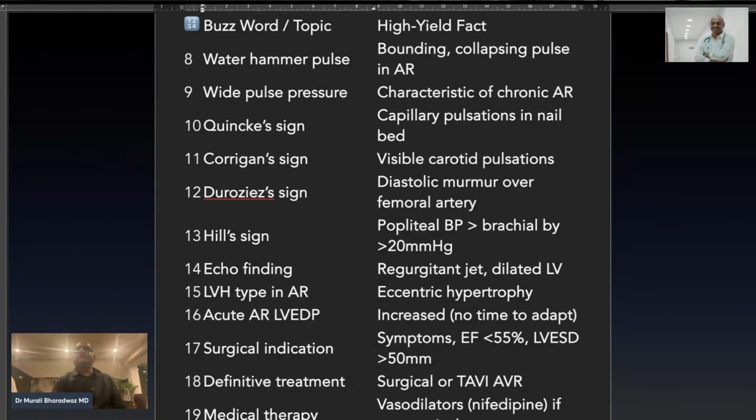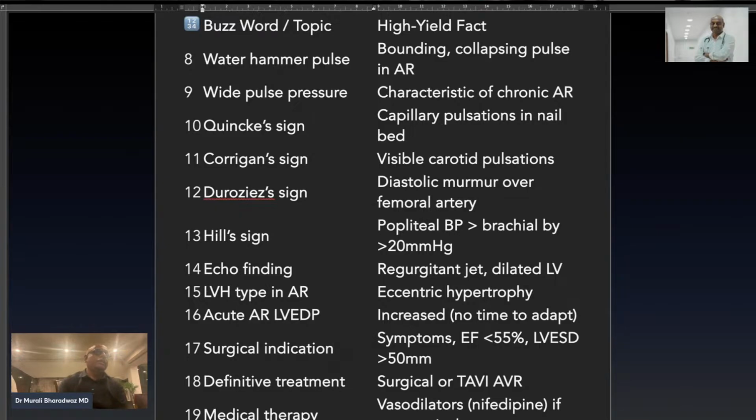So, Hill's sign of AR. In AR, the aortic valve leaks. It causes wide pulse pressure, increased systolic and decreased diastolic pressure. That exaggerated systolic pressure is transmitted more prominently to the lower limbs. That will amplify the pressure wave in peripheral arteries. So popliteal pressure is more than the brachial.